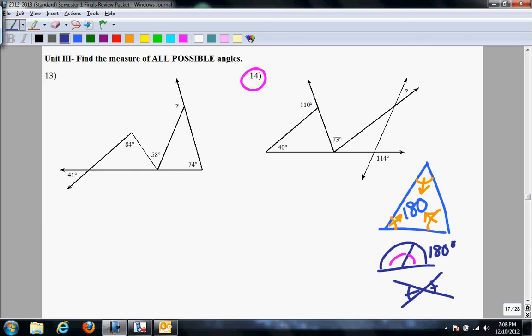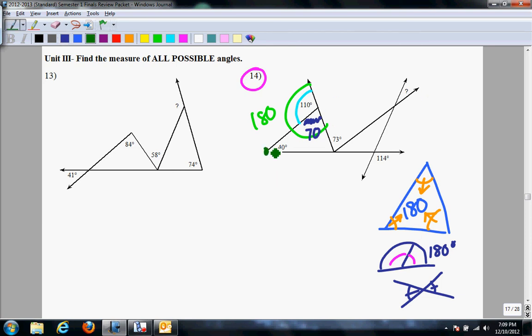So looking here, we're going to find everything possible. We're going to start with a linear pair. So we sweep the 110. And now physically sweep the 180. And 180 minus 110 gets you that squiggle right there, which of course is 70.